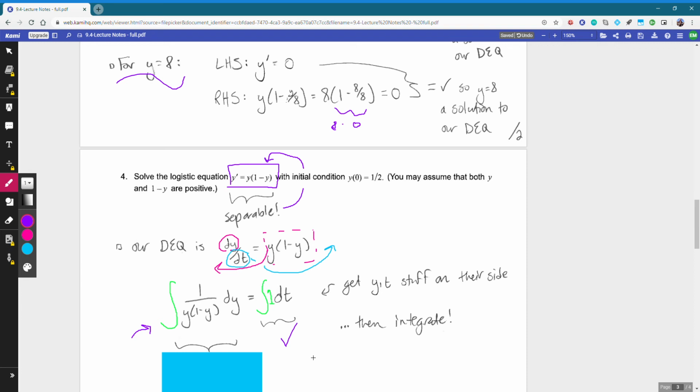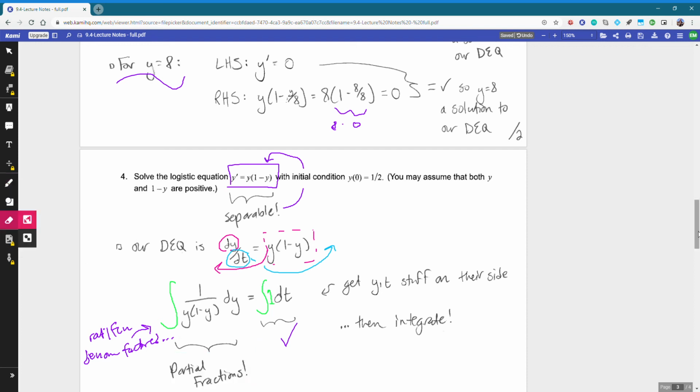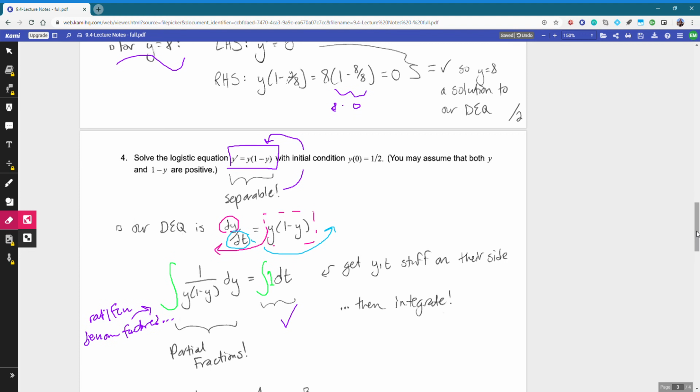So a couple observations here. This function is a rational function. Its denominator is actually nicely factored for us already. And those two things together definitely give a nudge towards partial fractions. And that's going to be what allows us to break this up and integrate it just piece by piece.